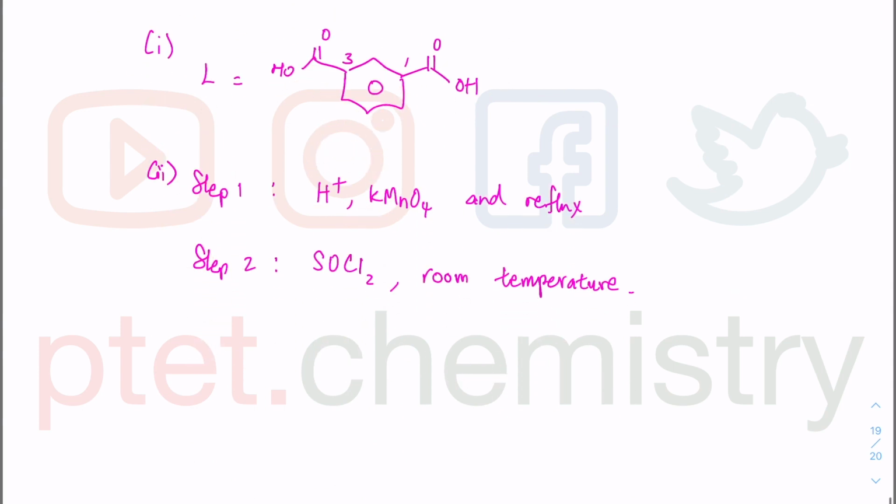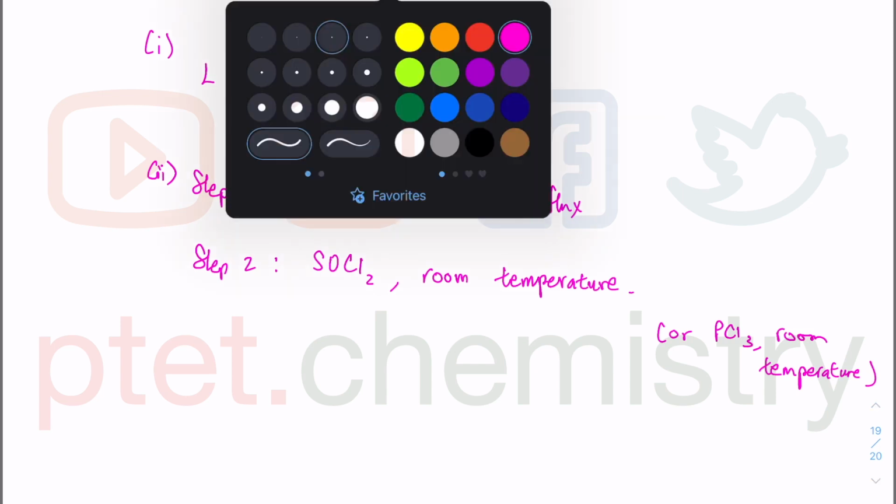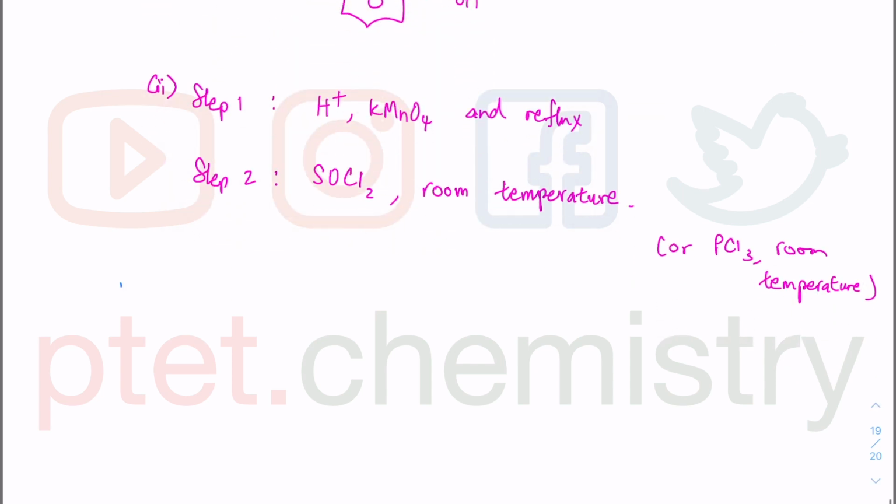If you don't like SOCl2, you can use PCl3, and of course room temperature as well, because the same, similar reaction is going to be very exothermic, so you don't want it to be dangerous. Just a side note, which is not asked in this question, but in AS as well as A2, they like to ask you to write a balanced equation to show the conversion.